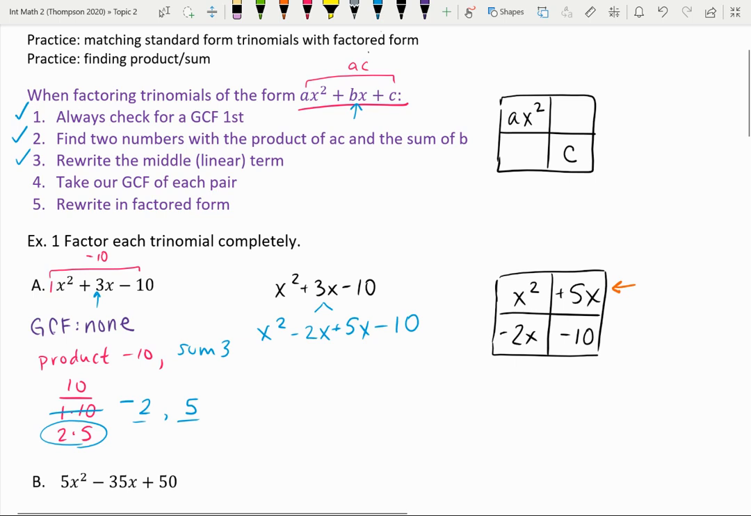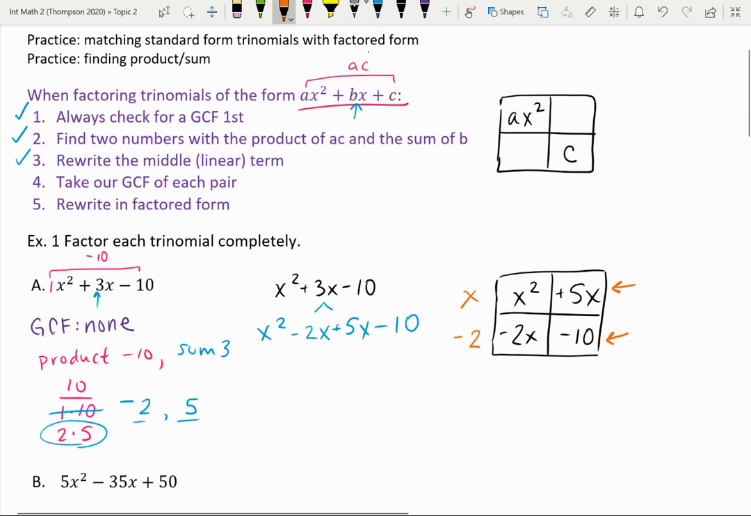X squared plus 5x. What can I take out of these two terms for my first row? Well, they have an x in common, so I'm going to pull that out. What can I take out of the second row? Negative 2x minus 10. We can take out a 2. We also have to take out a negative.